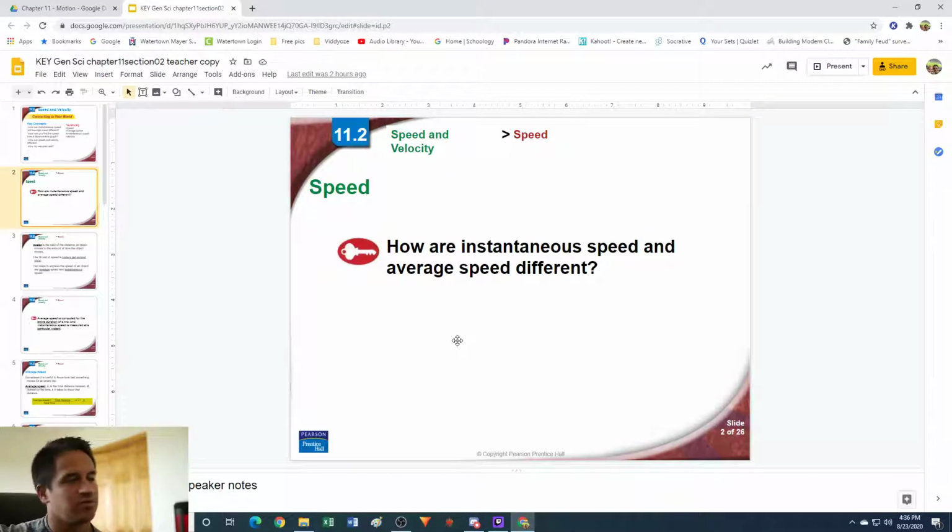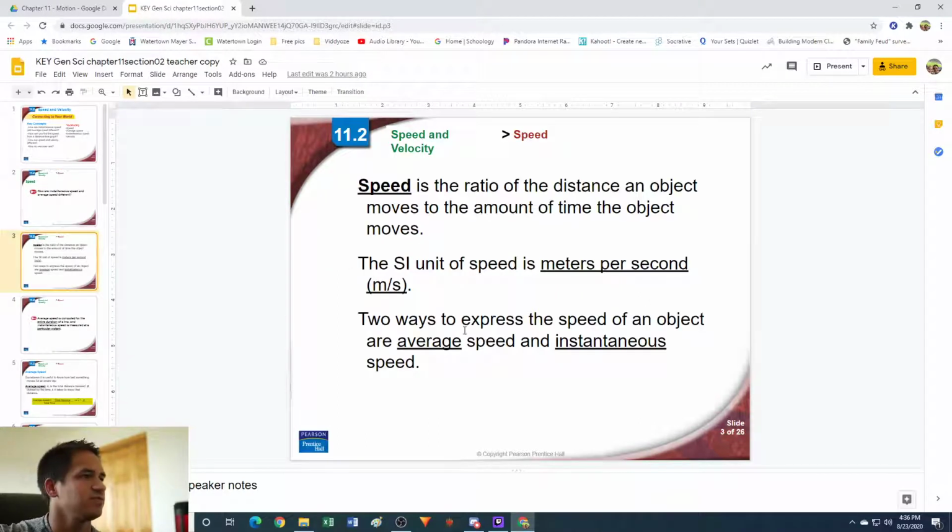What is speed? Most of you probably know what the word speed means. We use it pretty commonly in our everyday language, but we're going to go over what it is in physics and science. Speed is the ratio, which is a fraction, of the distance an object moves to the amount of time the object moves. So it's basically distance over time.